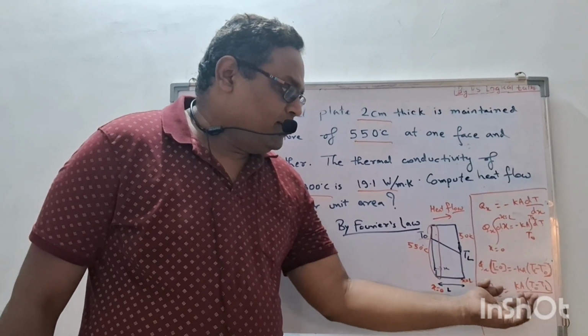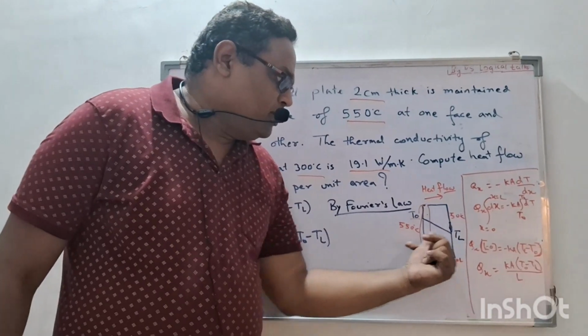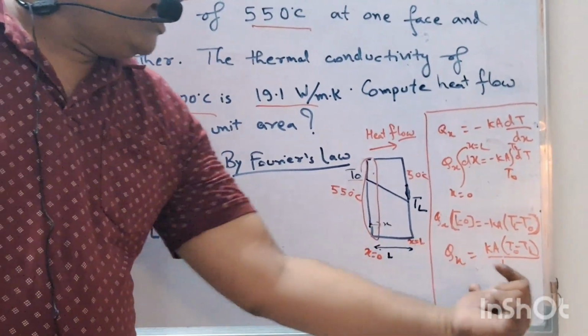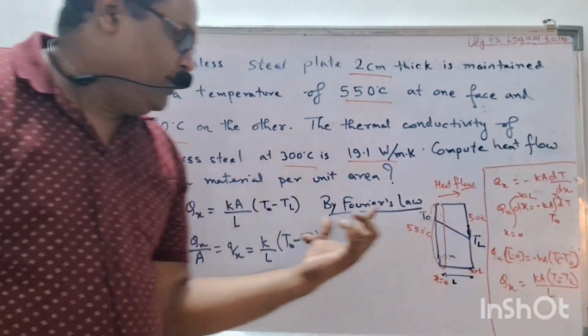So K is thermal conductivity of the material, A is this area perpendicular to the heat flow, T naught is higher temperature, TL is the lower temperature and L is this length. So we can use this equation directly.